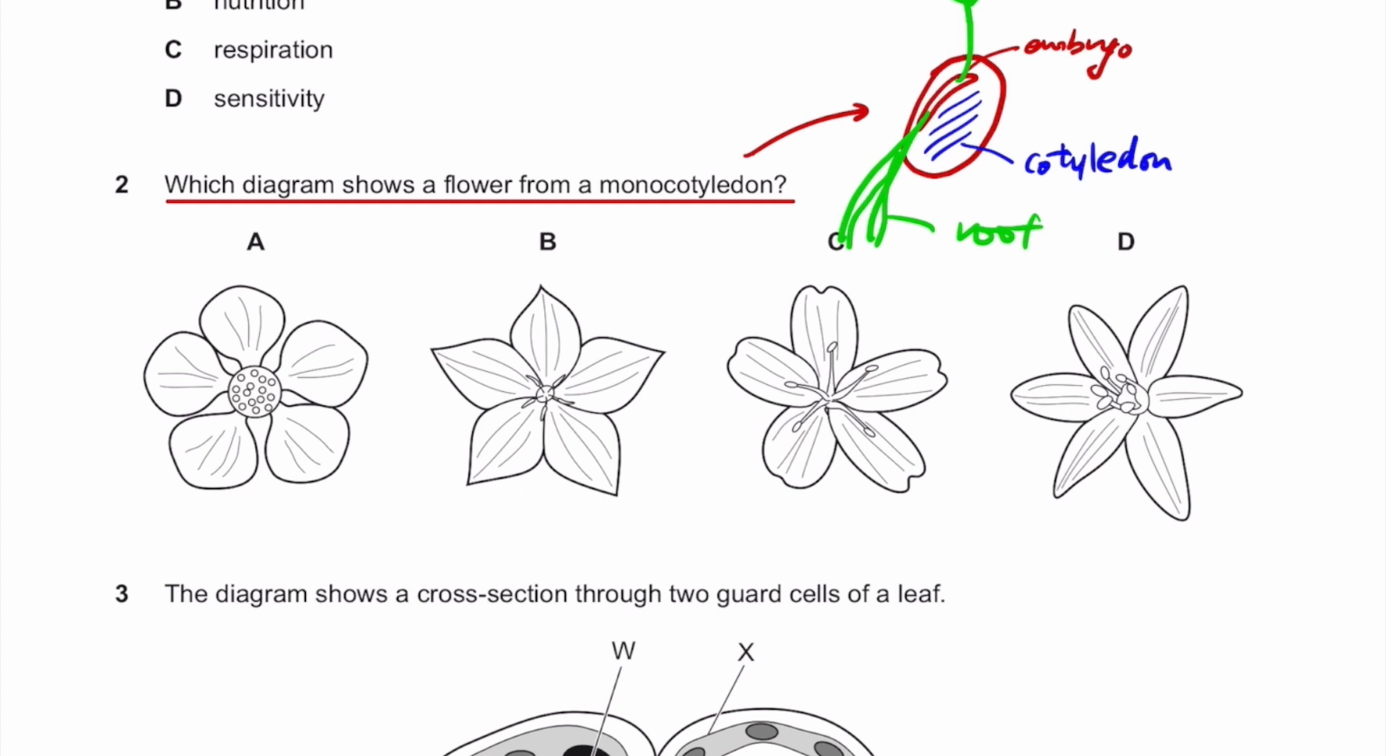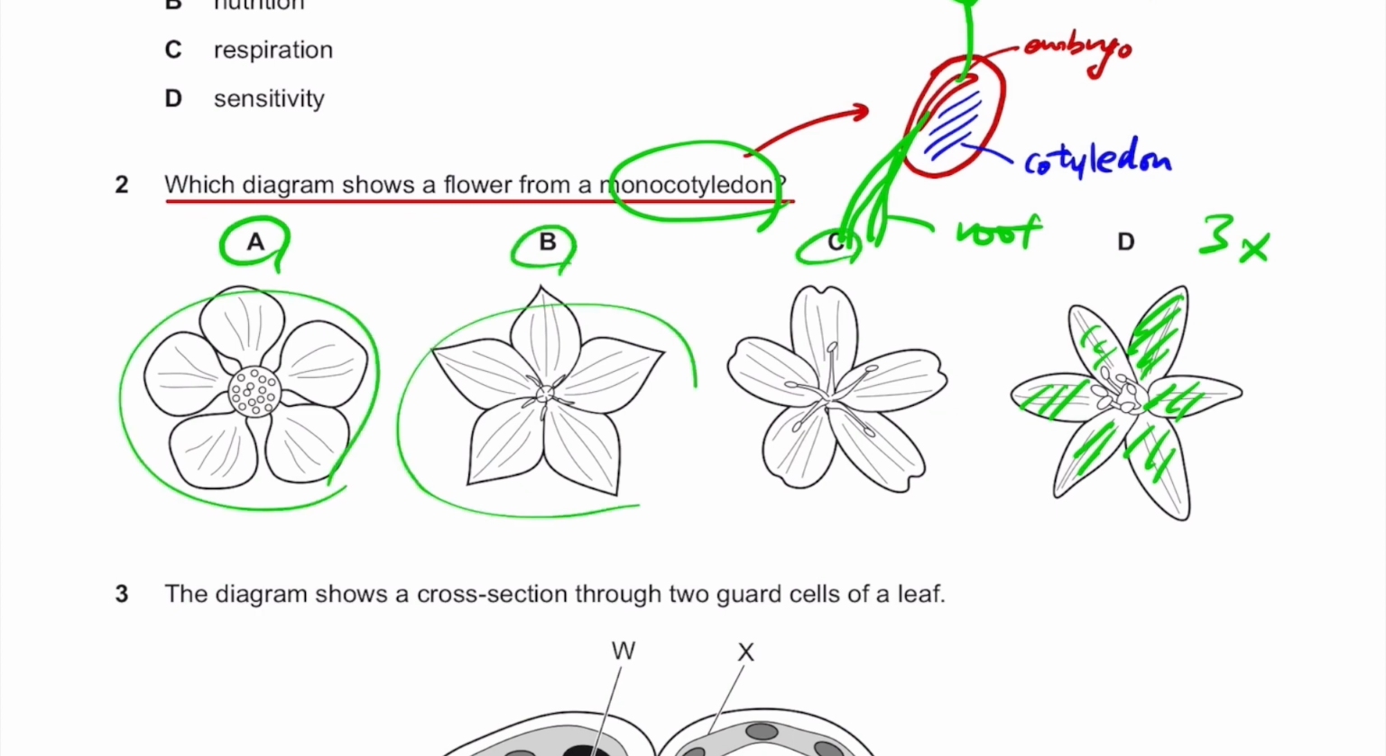Anyways, and monocotyledons have some characteristics, such as they have petals. They have these petals, and the number of petals are 3 or 4. Actually, it's actually not 4. They actually have multiple of 3 petals. Okay, so A, B, C.